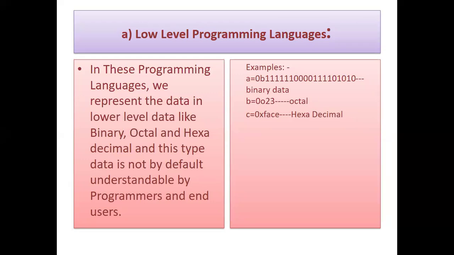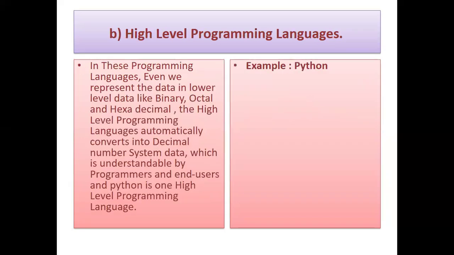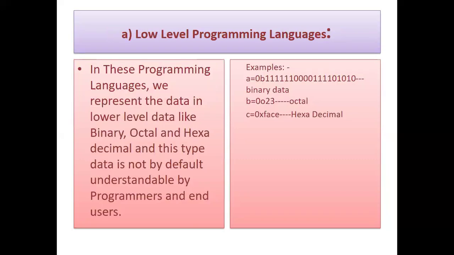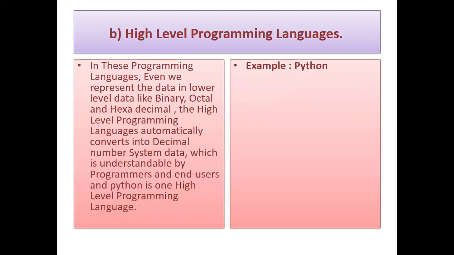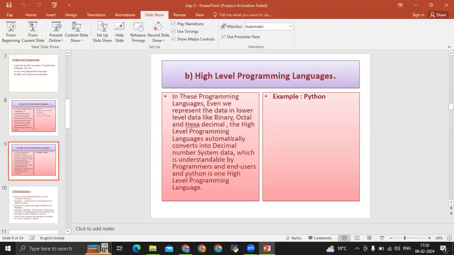But in the Python programming language, if we write something in binary format, octal format, or hexadecimal format, it will automatically convert it into the decimal number system data. Decimal number system data is what we use on a daily basis, which is understandable by the programmer and the end user. And Python is a high-level programming language. Let me show you with an example.